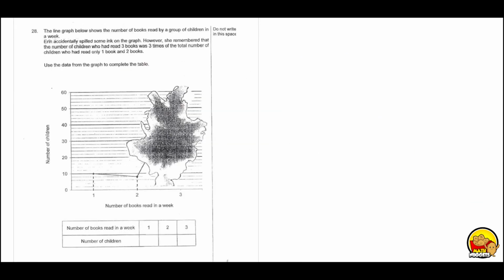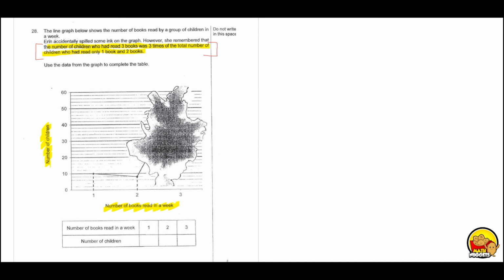Question 28, we have a line graph and a table. We need to fill the table up. This has to do with the number of children and the number of books that they read in a week. She remembered that the number of children who had read 3 books was 3 times the total children who read only 1 and 2. This is your important information here.